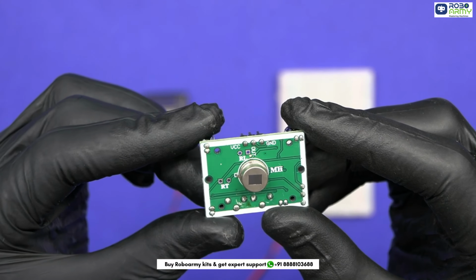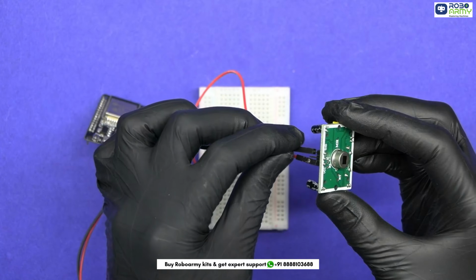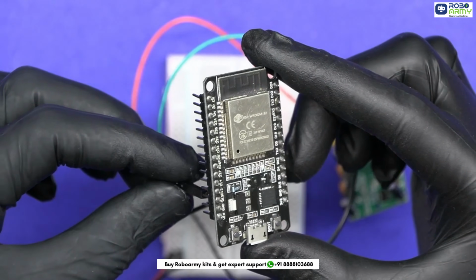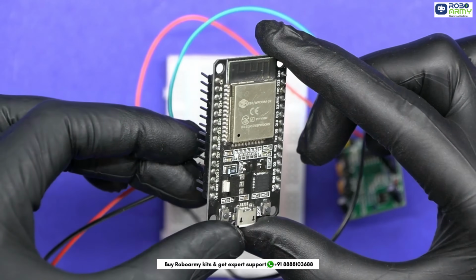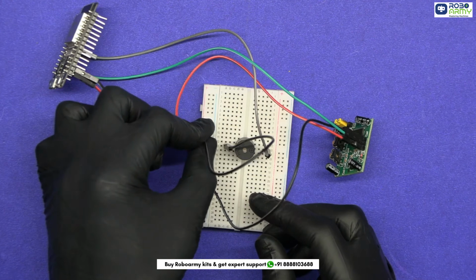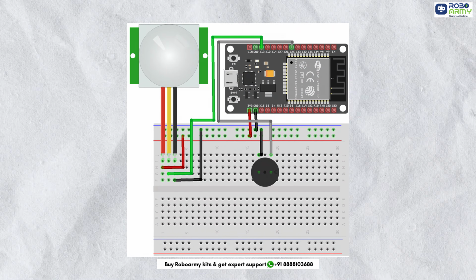Now connect the PIR sensor. Connect the VCC pin of the PIR to the positive rail. Connect the GND pin to the ground rail. Connect the out pin to GPIO 13 on the ESP32. Next, connect the buzzer. Positive leg to GPIO 25, negative leg to the ground rail of the breadboard. Double check your connection according to the circuit diagram before powering the circuit.